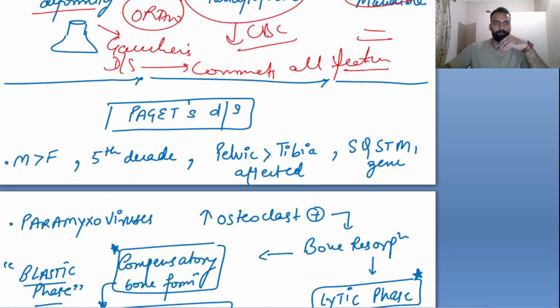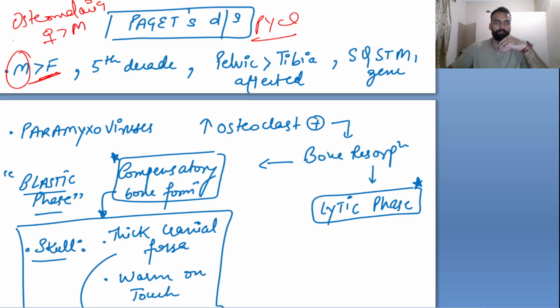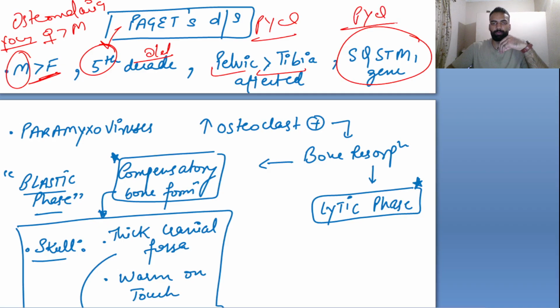So now moving to Paget's disease. This is very important. This has always been a PYQ. So here it is male more than female, and in osteomalacia, there was female more than male, and that was young female. In this it is the 5th decade, so that is old male, and pelvis is more affected than tibia, and the SQSTM1 gene is affected. This is also a PYQ. Paramyxovirus, this is also a PYQ.